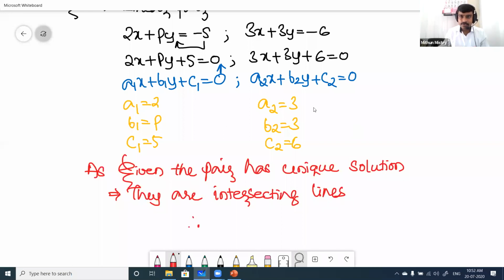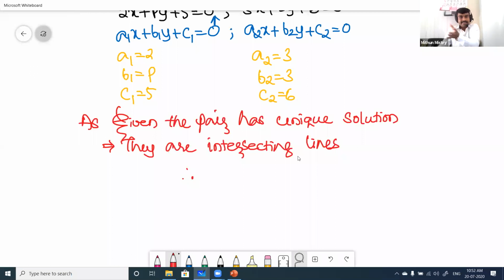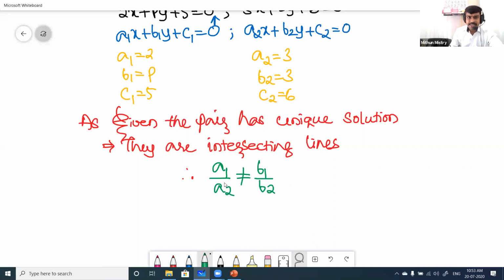Sir, answer now only? No. Here I am just supporting the statement. They are intersecting lines. Therefore, what can I write here? Therefore, A1 by A2 is not equals to B1 by B2. Now, you need to check whether the thing which we want is there in A1, A2, B1, B2. Yes, it is there. So go ahead.